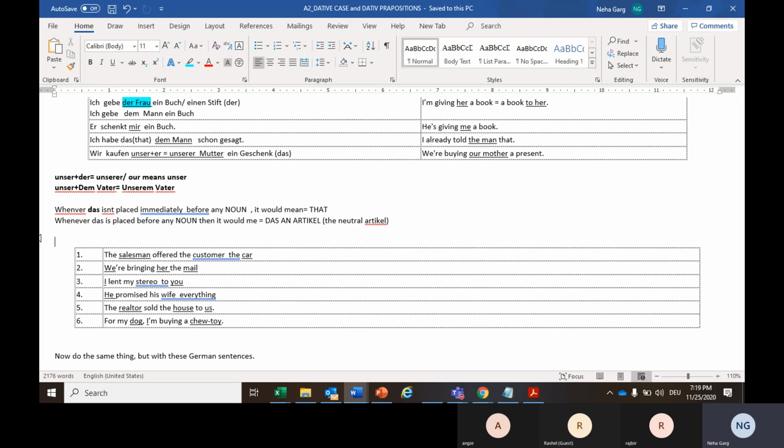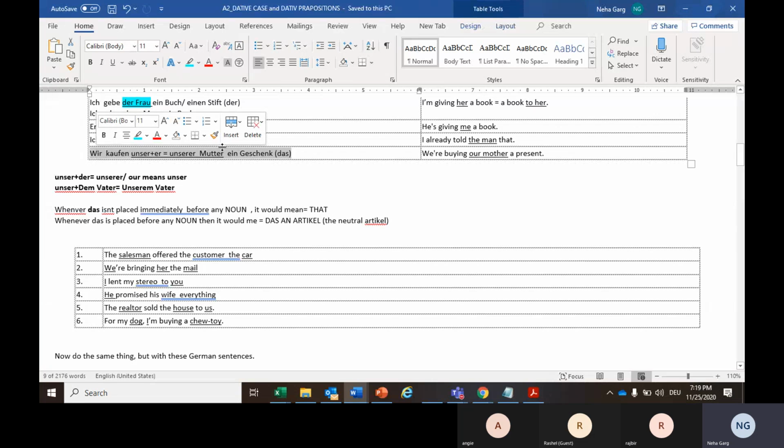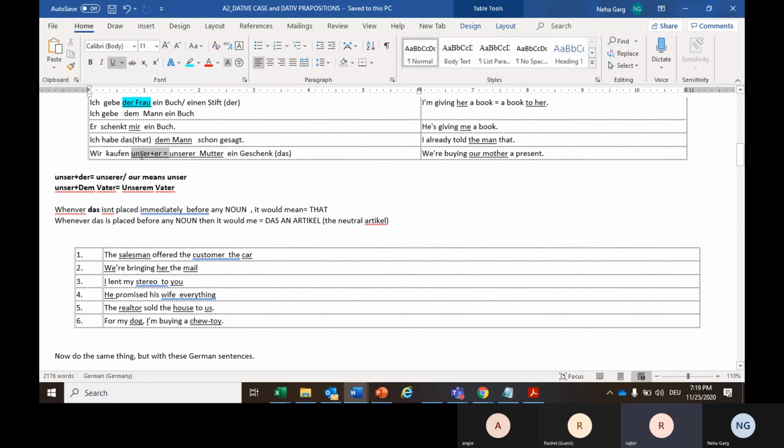Geschrieben? Yeah. Okay. Then the fourth sentence. Can you read that, Rajveer? Wir kaufen unsere Mutter ein Geschenk.